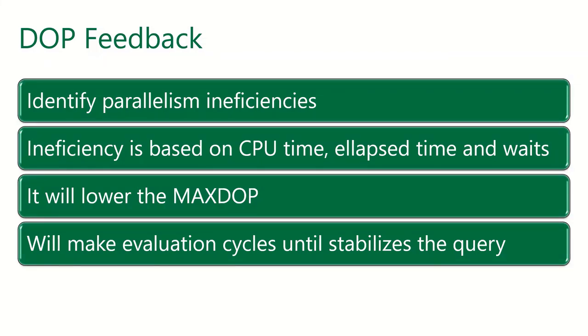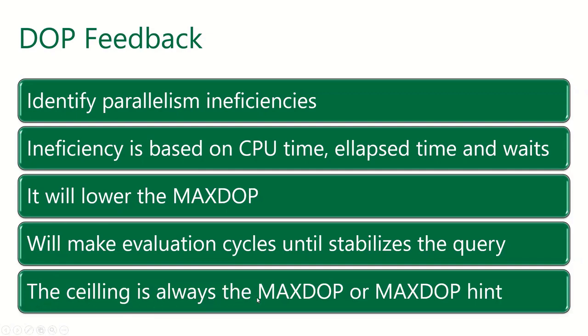We'll make evaluation cycles until we stabilize the query. It's not lowering the max DOP and leaving it there. No, it will lower the max DOP, and check the history of the results. Did the CPU time improve? Did the elapsed time improve? Do we have a lower amount of wait? Then, if everything is perfectly fine and stable with the lower value, it will consider this stabilized. So it will stabilize the query at a lower max DOP.